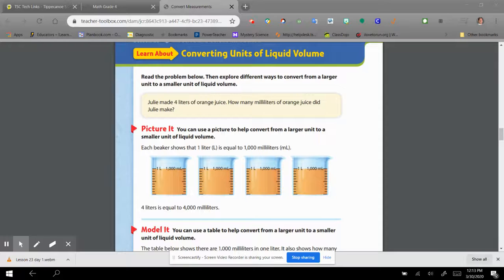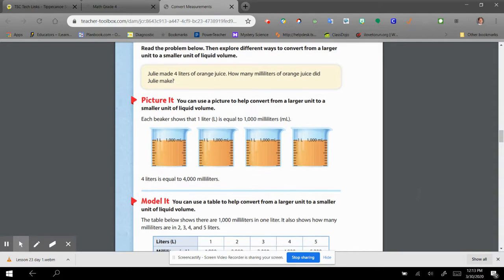Okay, we are now on to converting units of liquid volume, lesson 23, day 3. This is very similar to what we have been doing. You're converting a larger unit into a smaller unit. Julie makes 4 liters of orange juice. How many milliliters of orange juice did Julie make?